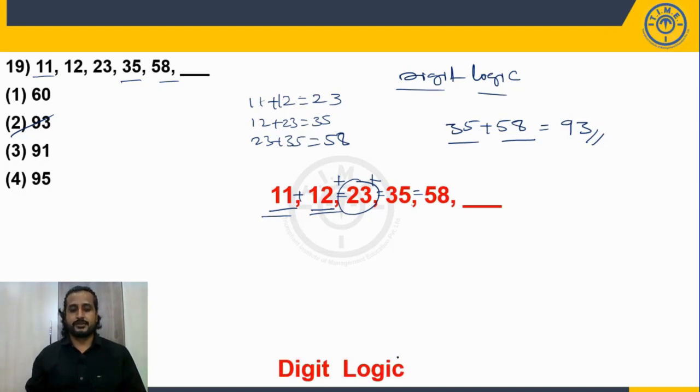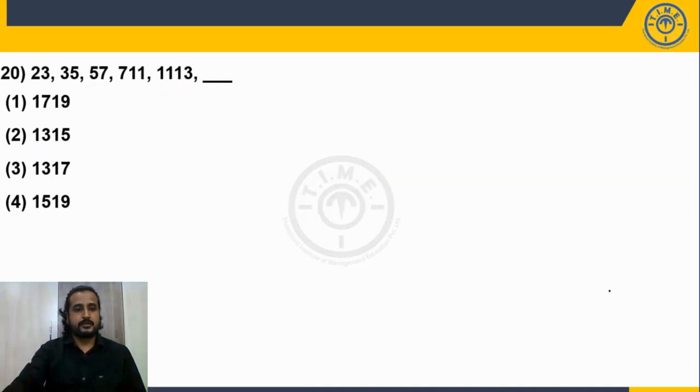So digit logic questions. And whatever the logics and the rules that we are discussing, these are not the exhaustive list. While going to the study material, you will get so many different kinds of logics. Okay. So choice 2 is our answer. Clear? Now move to the next question.